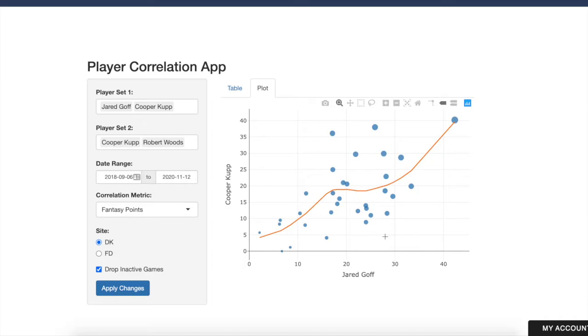Goff and Cup have this strong correlation, and one reason it's strong is because this cloud of data points is quite tight, right? As Goff's production increases, Cup's production has increased as well in a pretty tight and low variance fashion. Therefore, they have this really strong correlation. 0.6 is a strong correlation.